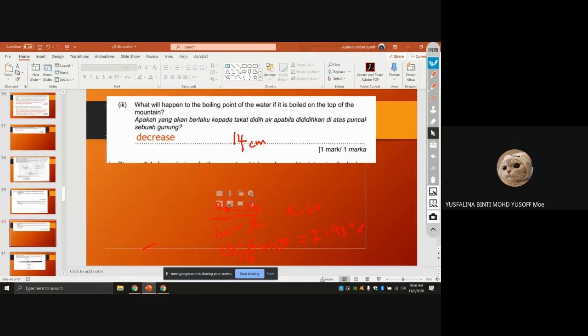Okay, next one. What will happen to the boiling point of water if it is boiled on top of a mountain? So on top of the mountain, the pressure is low. When the pressure is low, the temperature of the boiling point will also be lower. So the answer is decrease.